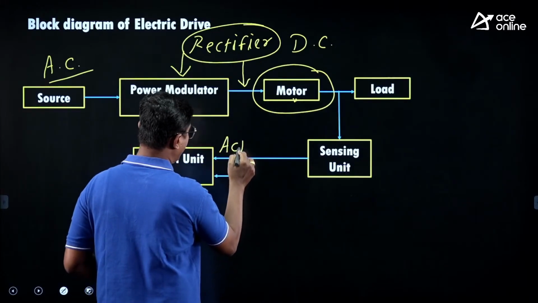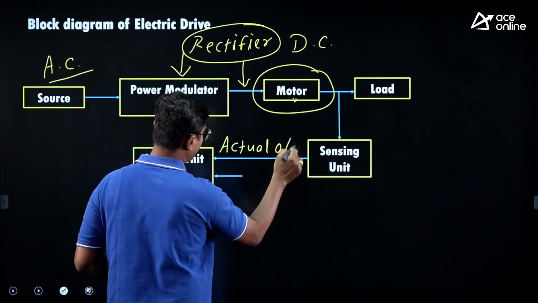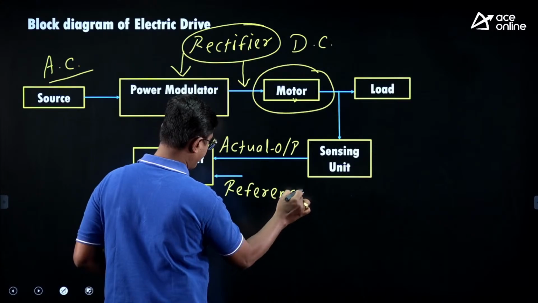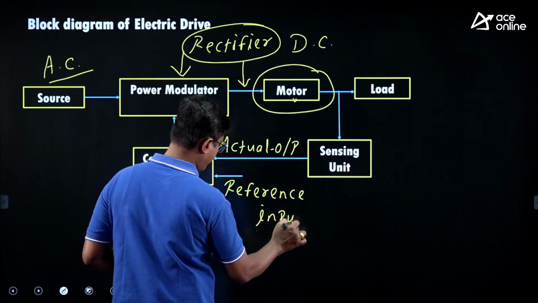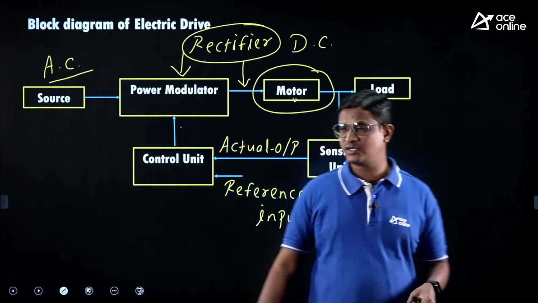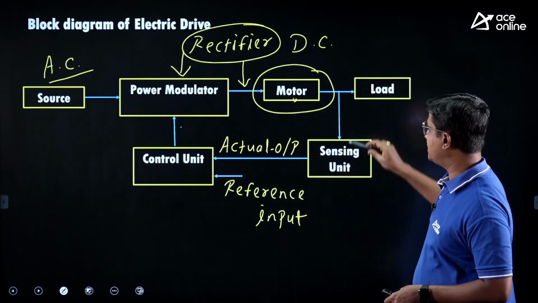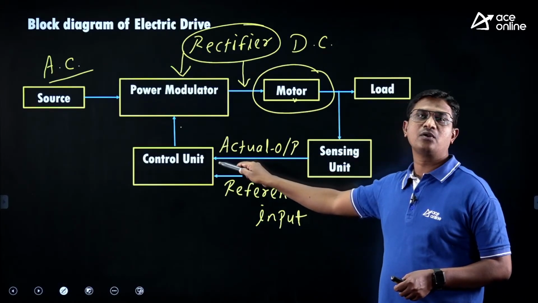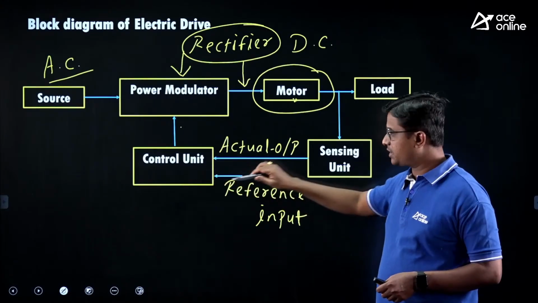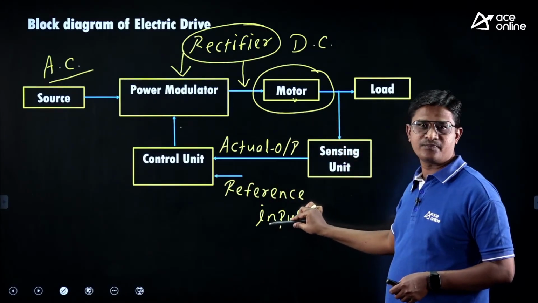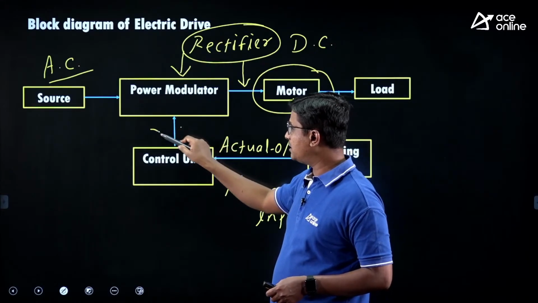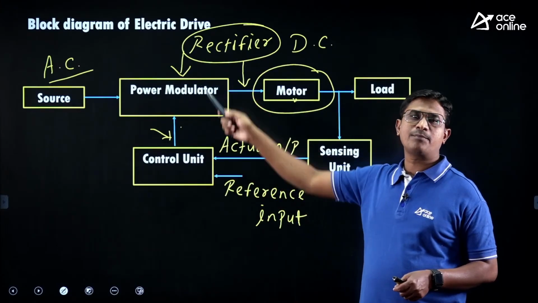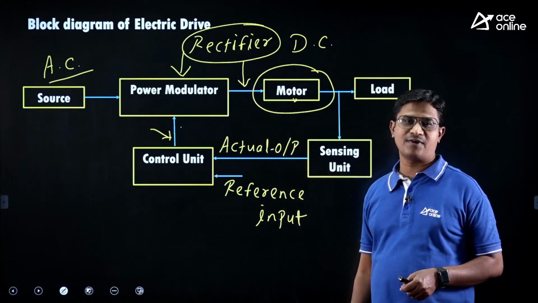Here you will be having the actual output and here a reference input. Yes, here we are using the sensing unit. The sensing unit will sense the actual output of the motor, and it will give that actual output as an input to the control unit, right? The control unit will compare the actual output and reference input, and based on that it will generate the controlling signal, and that controlling signal will control your power modulator. In this case particularly it is a rectifier, right?